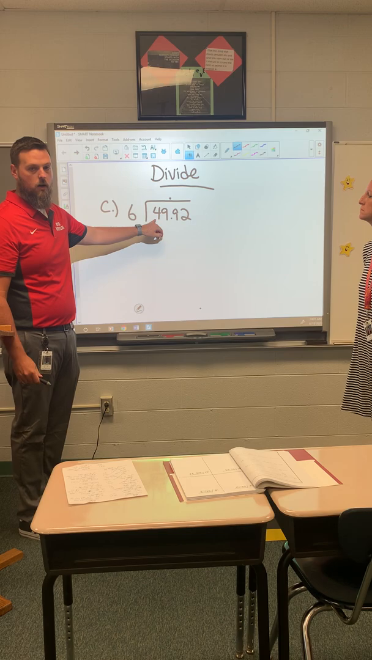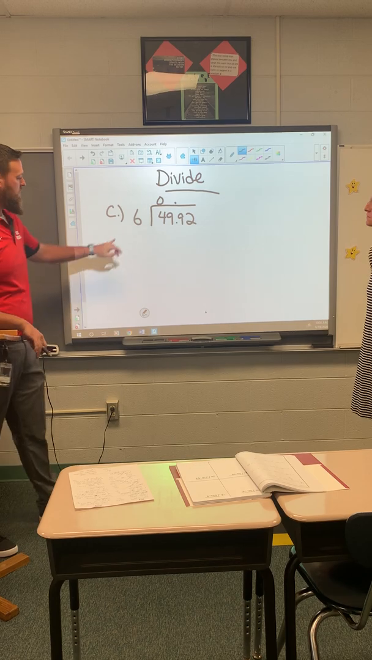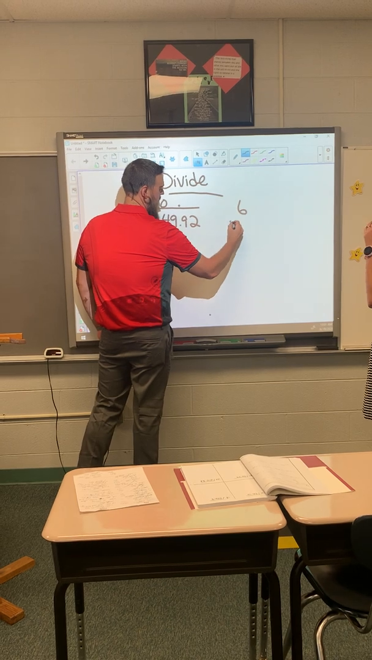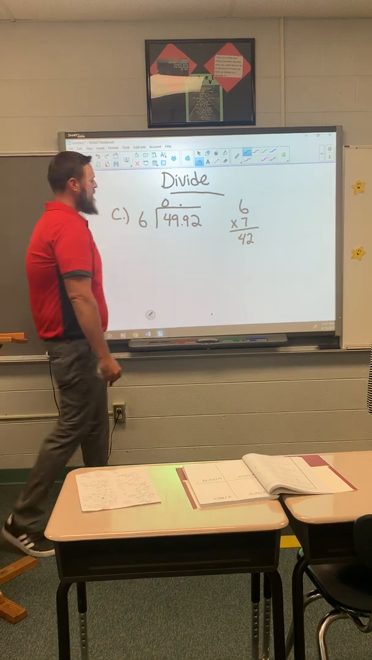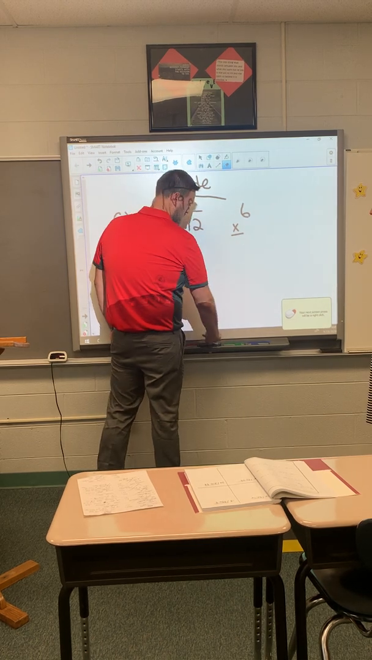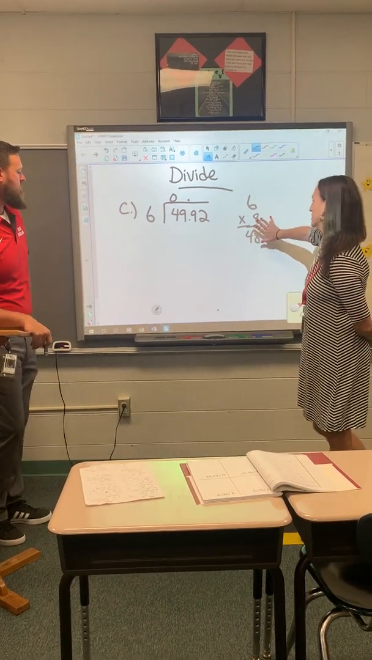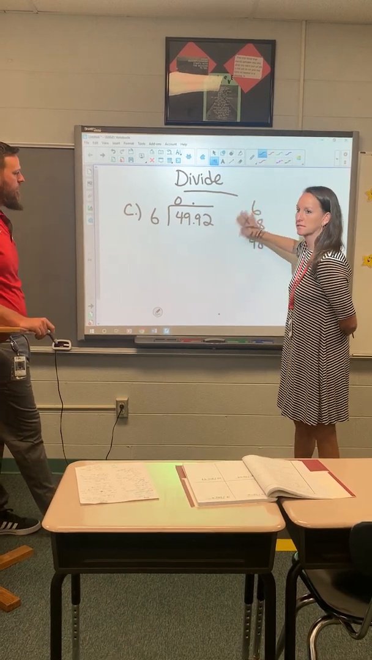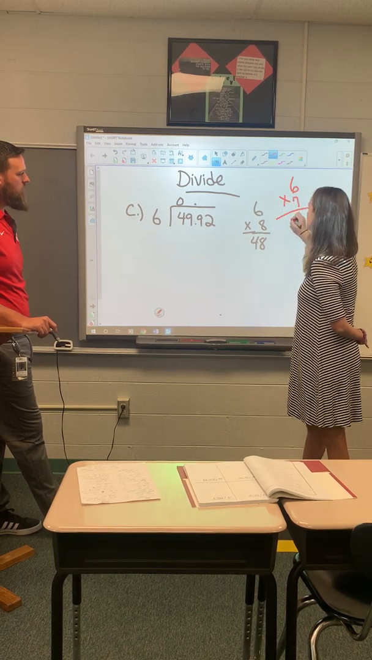Will 6 go into 4? We know that it won't, so I like to put a 0 there as a placeholder. So, will 6 go into 49? And we should know, since this should be a math fact, that we're going to go into it 7 times, because that's 42. 6 times 7 is 42. Actually, go into it 8 times, right? So that's 48. Now, one thing I want to show you is a lot of our 6th grade kids try to do what Mr. Winston did and make their work nice and neat. We just have a scratch page. So like if I went 6 times 7, I know it's 42.